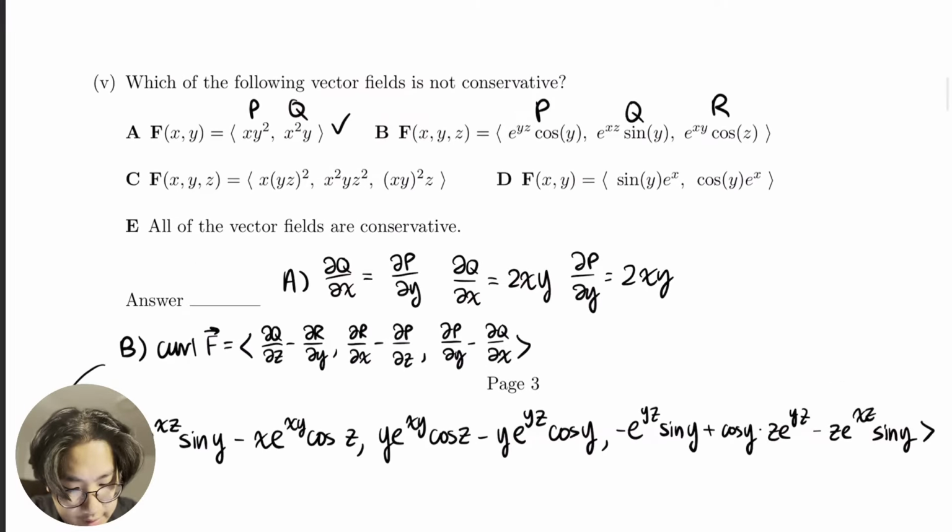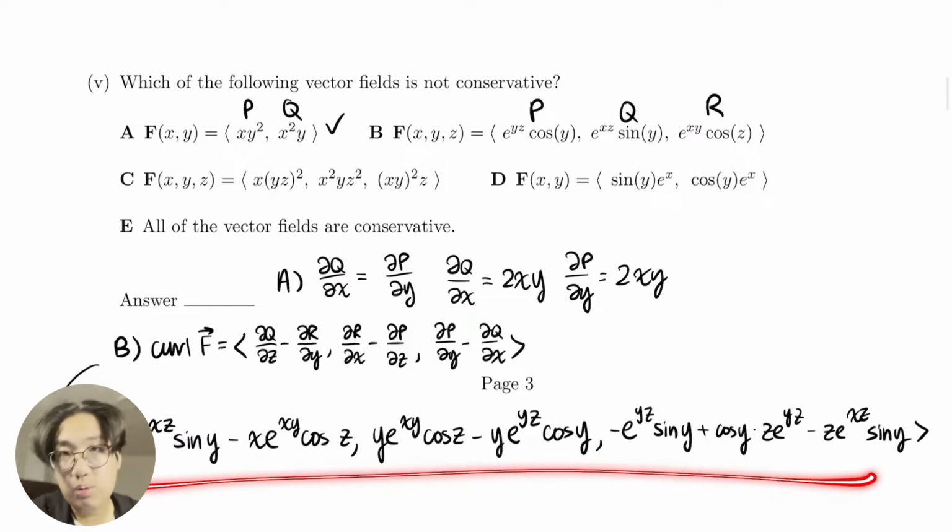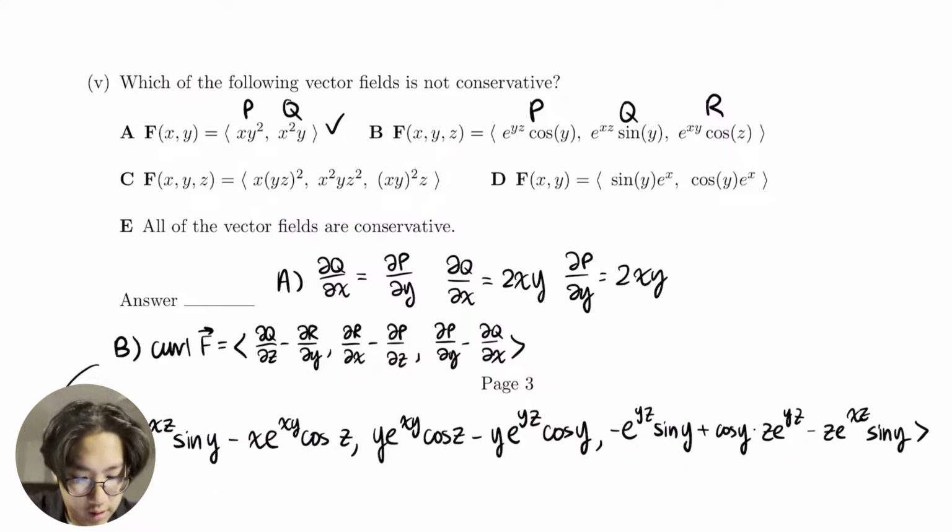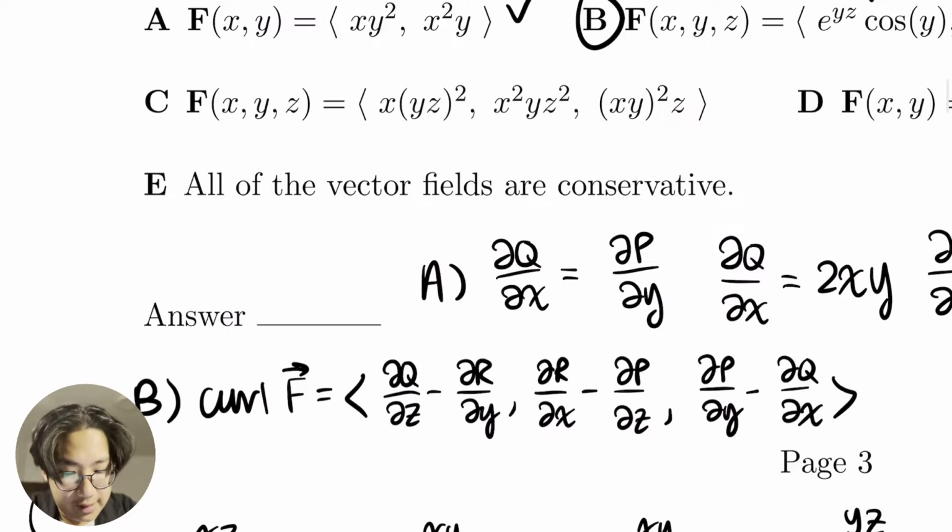So here, clearly you see that this right over here, which we computed to be the curl of f, is indeed not equal to the 0 vector, which again, as you've learned, is sufficient to conclude that f, in this case for b, is not conservative. So in this case, b is the vector field that is.